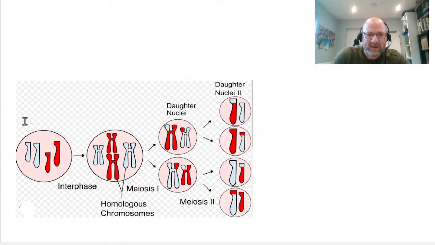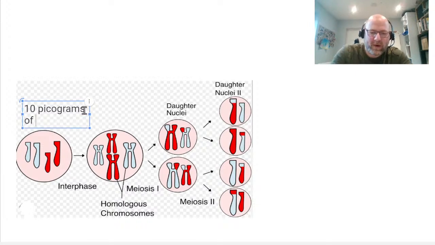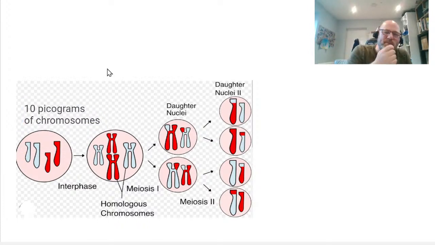If I tell you that this weighs... alright guys, for those of you that need to know about meiosis, how many cell divisions are in meiosis?